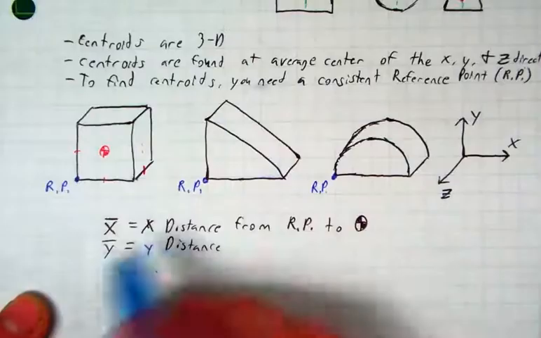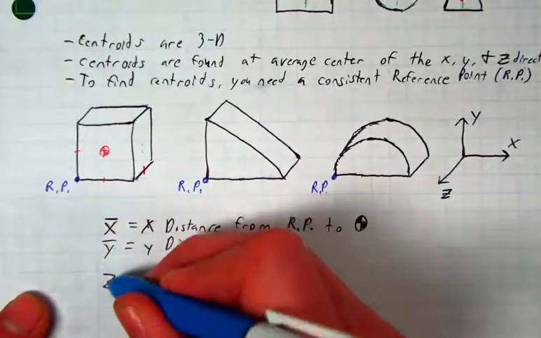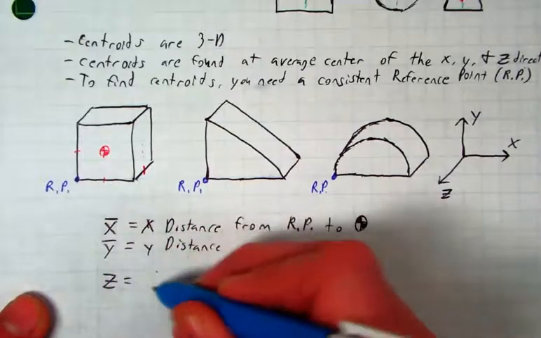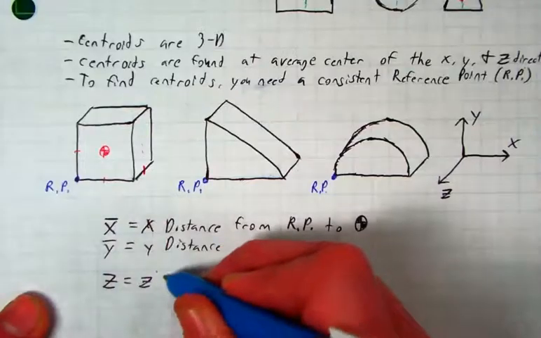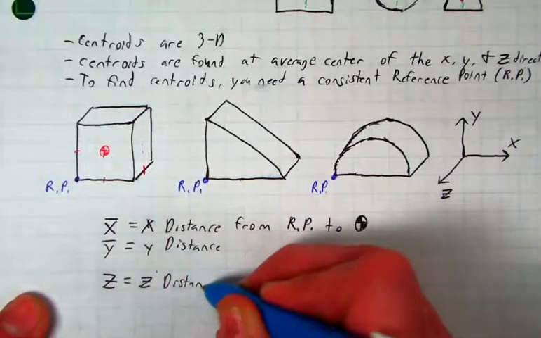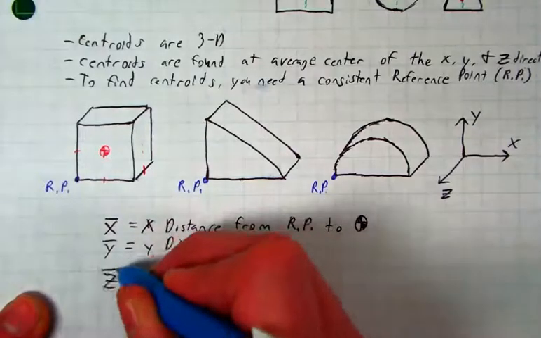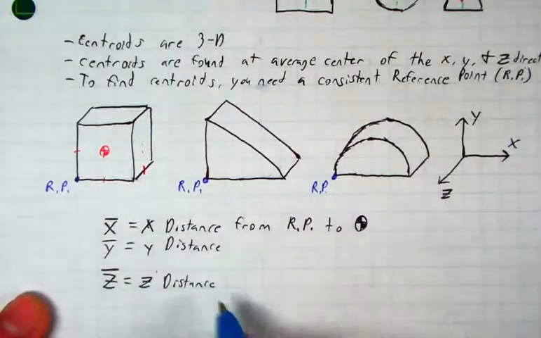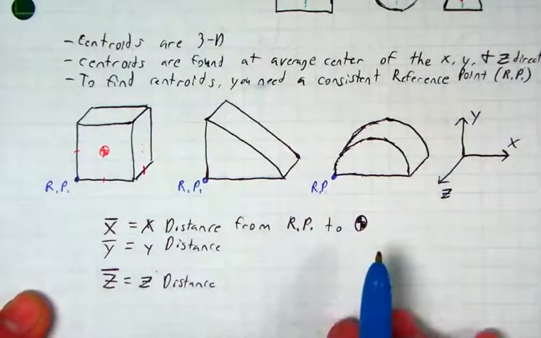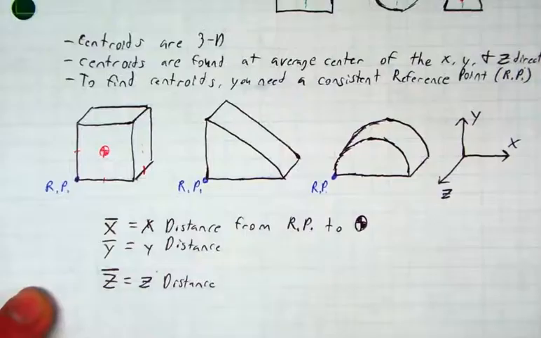And I drew my Y a little bit too big. I'm going to skip a line. But for our Z, the same thing. It's our Z distance. If you see the Z with the line over it, that is the Z distance from our reference point to our centroid.